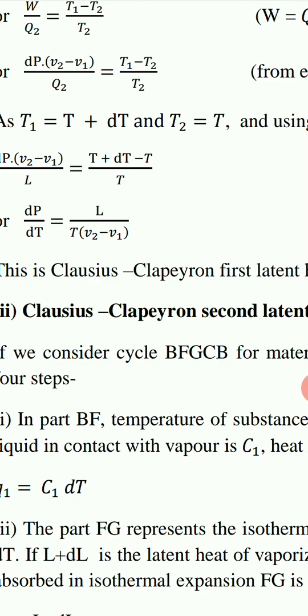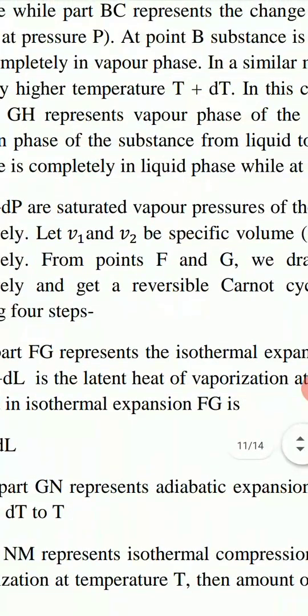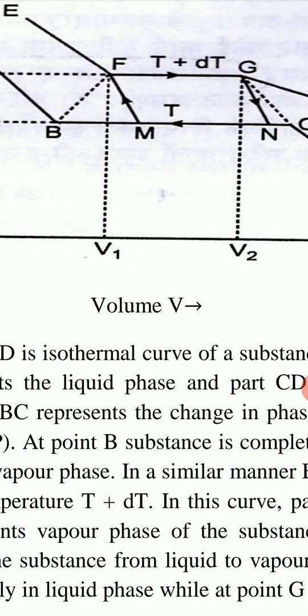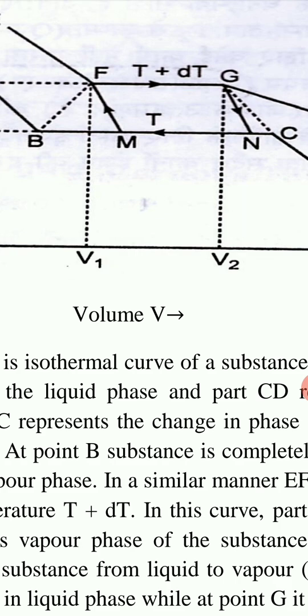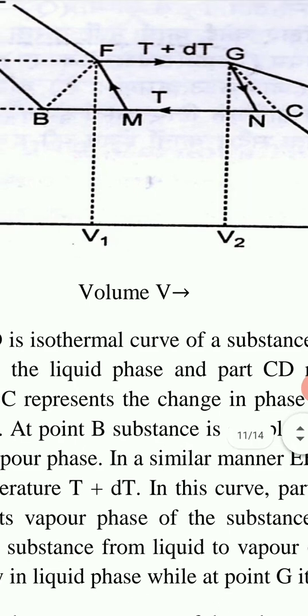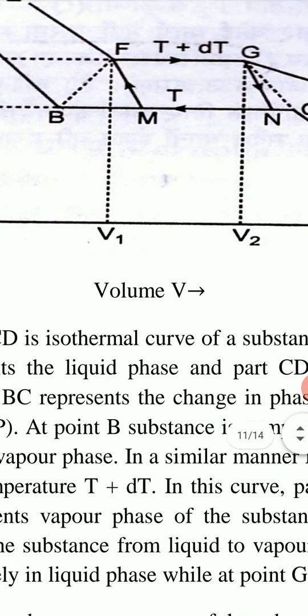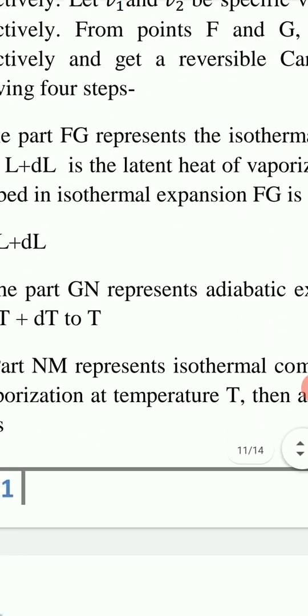To deduce the Clausius Clapeyron second latent heat equation, we consider this closed cycle B, F, G, C, B. If we start from B: B, F, G, C, B. This closed cycle is now not the Carnot cycle, because BF and GC are not adiabatic curves. So this cycle BFGCB is not a Carnot cycle, and the heat absorbed by the substance in this complete cycle we want to calculate first.